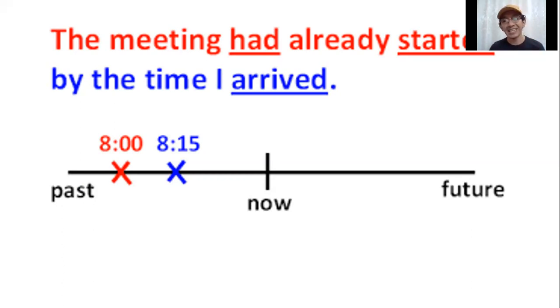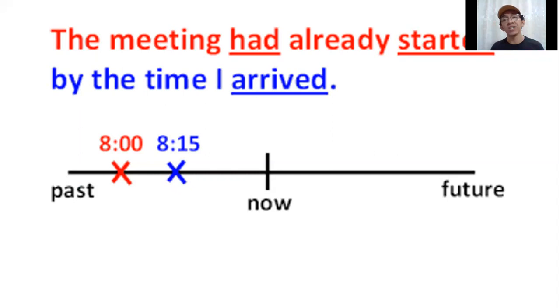And this is important in English because in English, we try to make the difference between the different activities in the past. So we don't use the past simple for all the activities in the past. Sometimes we use it, but we try to make the distinction. I have an example here. It says the meeting had already started, and you can check on the timeline in color red when the meeting started. So the meeting had already started by the time I arrived.